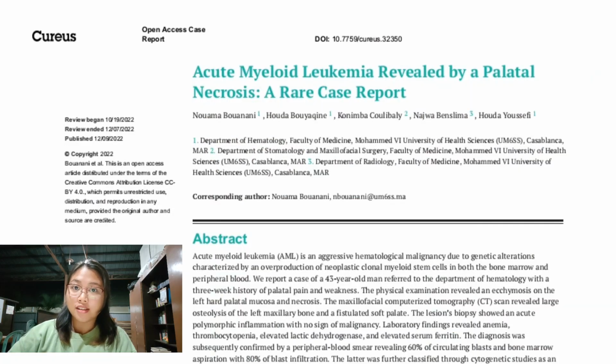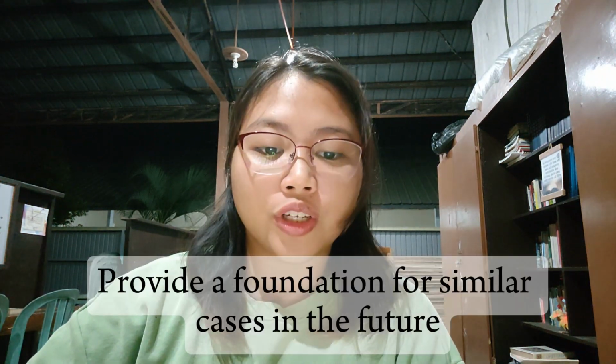The case of interest is focused on a patient revealed to have acute myeloid leukemia due to primary complaints of oral clinical signs. The publication of a case study focused on a rare case of AML diagnosis through palatal necrosis is beneficial to provide the foundation for similar cases in the future.